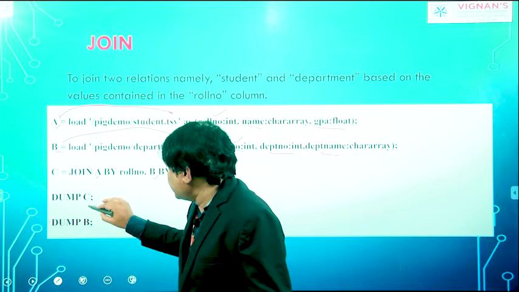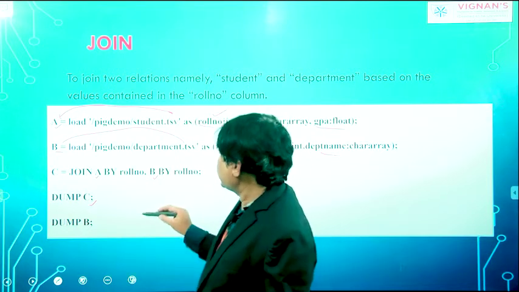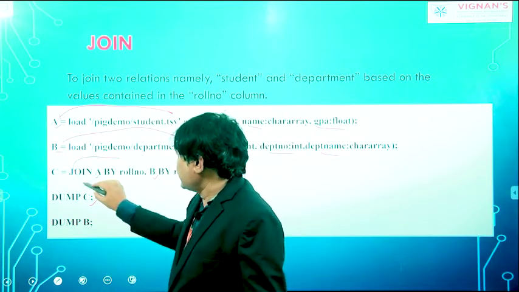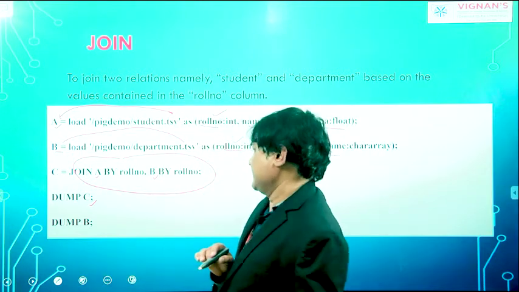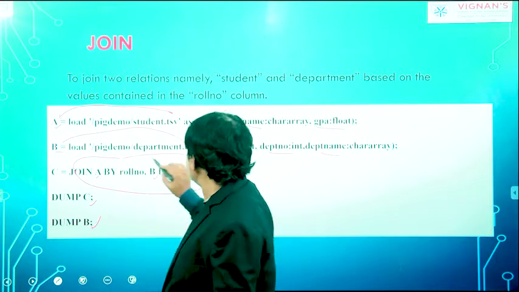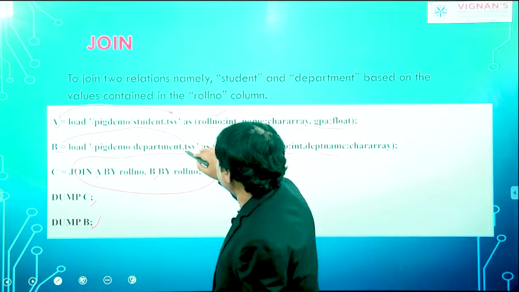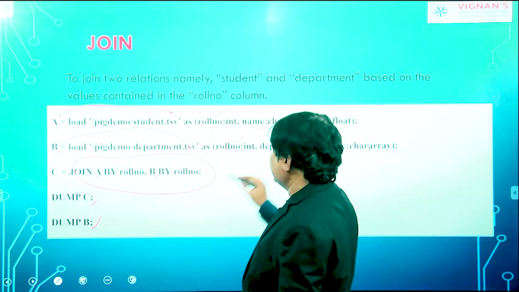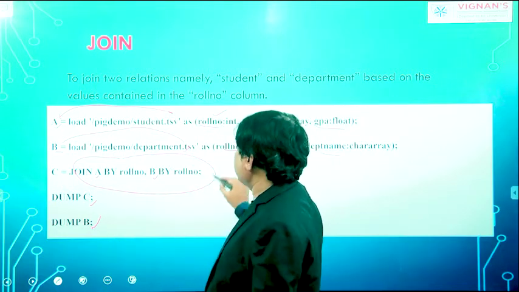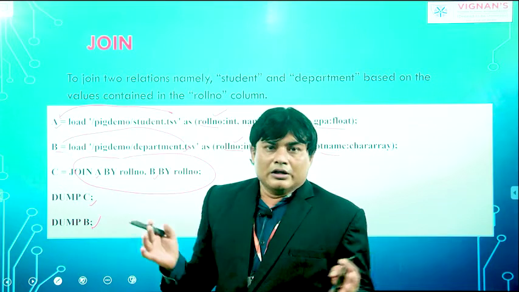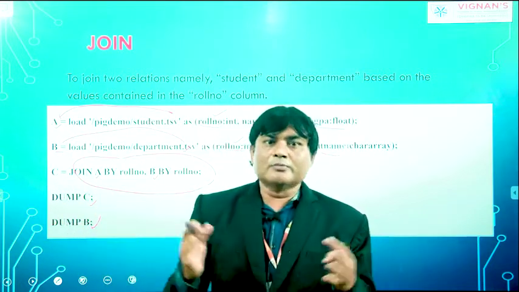Then you can see the results. If you put dump C, you can see the result of this join operation. If you put dump B, you can see the department data. Dump C means we are going to get the information from both the tables.